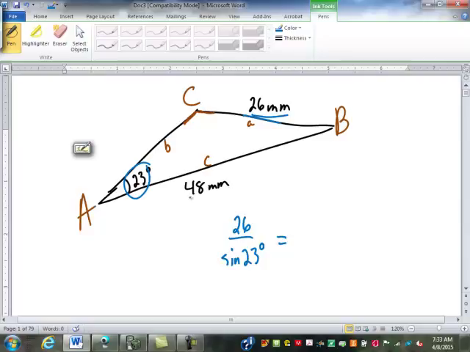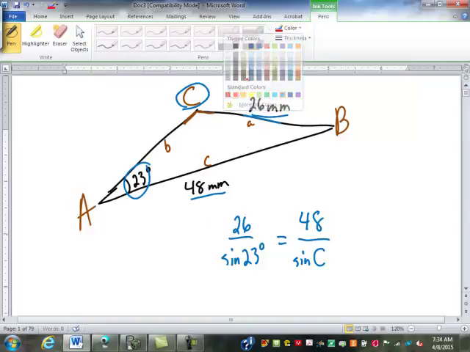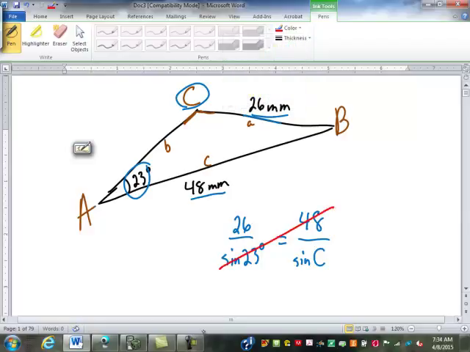Now the only other piece of information we have is the 48 millimeters, which is the length of a side, so that's going to go on top. Beneath that is going to be the sine of its opposite angle. Its opposite angle here is angle C. So sine of angle C. And that's what we're looking for here, angle C. Now we're going to cross multiply and divide: sine of 23 times 48 divided by 26.